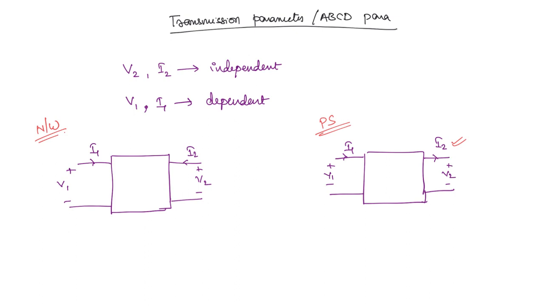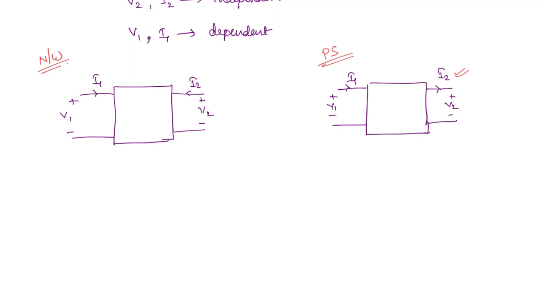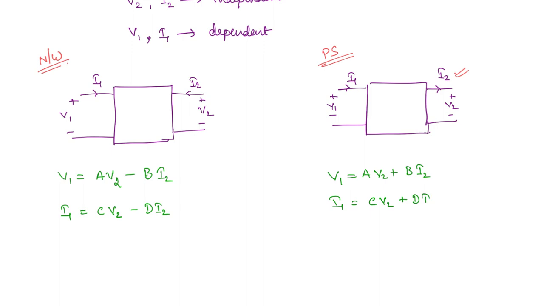Now in this case, what will be the ABCD parameters? The parameters are going to be the same. Just the way we are going to represent is going to change. So in the first case, what we are going to write: V1 is equal to A V2 minus B I2. You see the negative sign here. The input current I1 will be C V2 minus D I2. But in the second case, what we are going to get is V1 is equal to A V2 plus B I2, and I1 is equal to C V2 plus D I2.